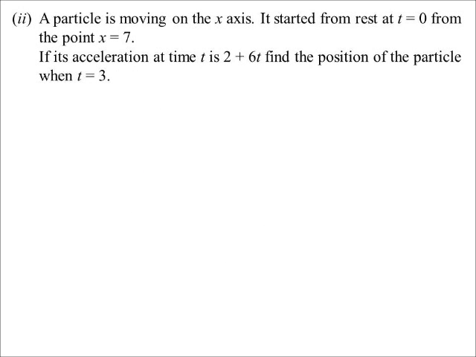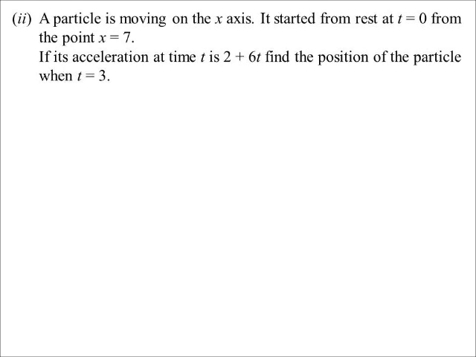All right, so our particle is moving on the x-axis, a very convenient place for it to travel, because then we can just locate it nice and easily. Again, it's starting from rest in this case, but it's starting at x equals 7. It's not starting at the origin. It doesn't have to start at the origin. It can start anywhere it likes. Its acceleration is given by 2 plus 6t. We now want to find where it is when time is 3.